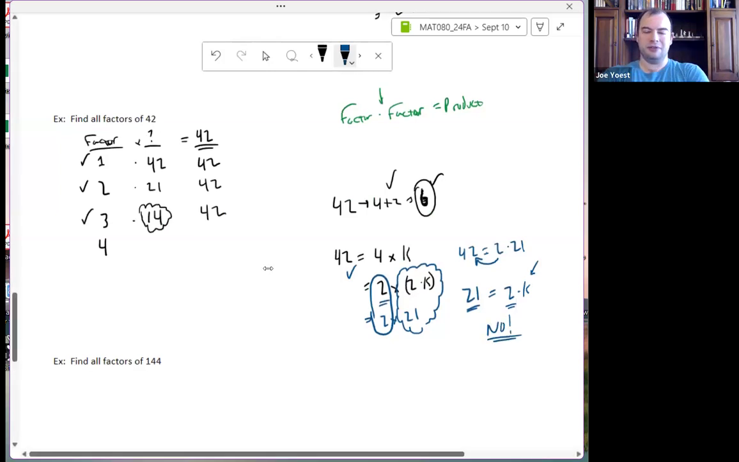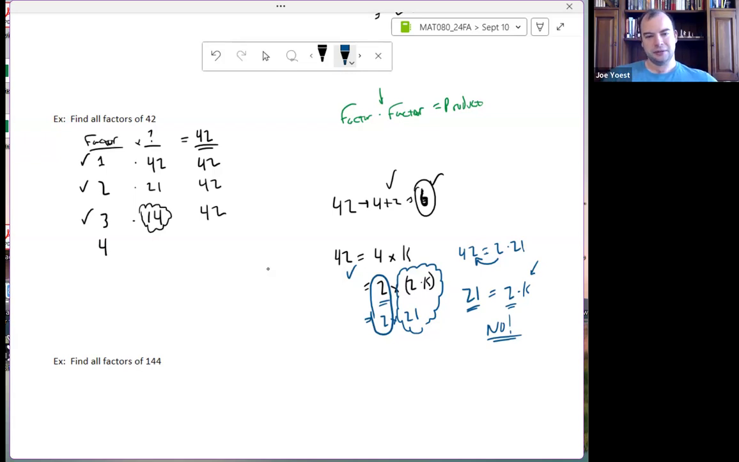And in fact, we can verify this by noting that 2 times 10 is 20, 2 times 11 is 22. Consecutive natural numbers that we put in for k have jumped over 21, have skipped 21. So no, actually, 4 is not a factor of 42.